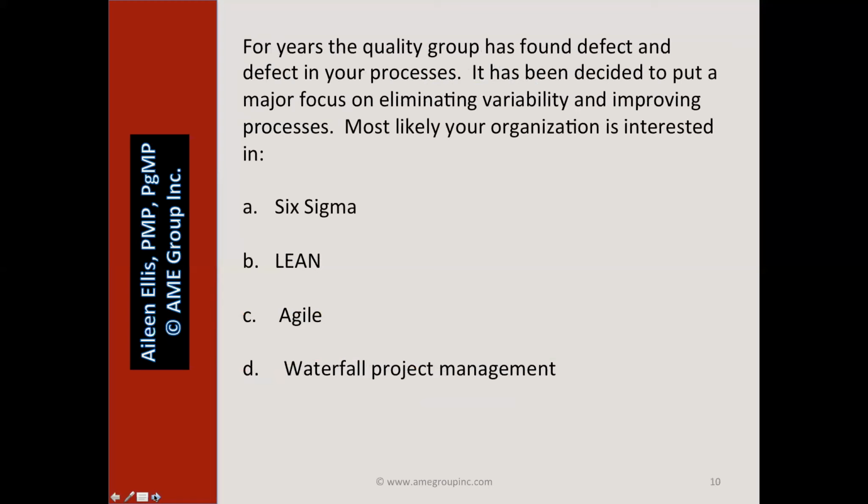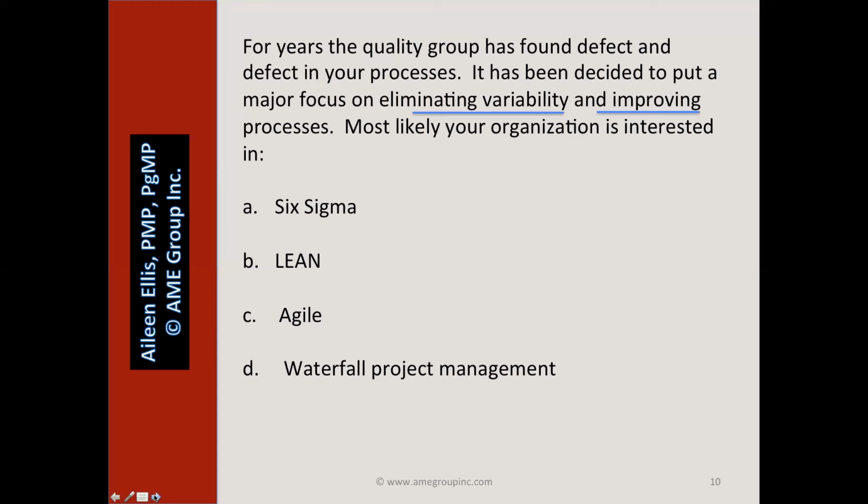For years, the quality group has found defect after defect in your processes. It has been decided to put a major focus on eliminating variability and improving processes. Most likely, your organization is interested in... Go ahead, pause the video, answer the question. When I look at this question, the key phrase for me, eliminating variability, another phrase, improving processes. Right away, I know most likely we're looking for the answer Six Sigma. Therefore, I think answer A, Six Sigma, is going to be the best answer.